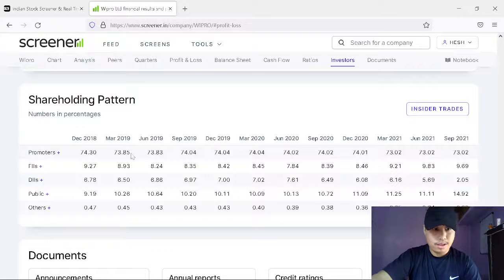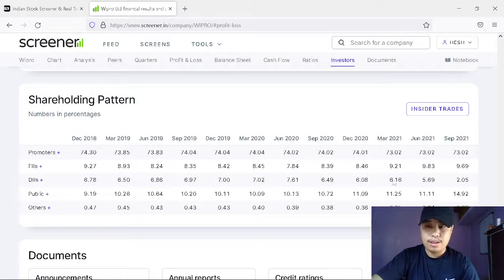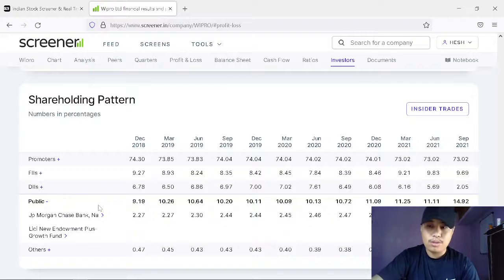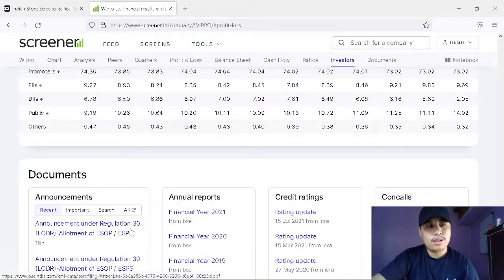So promoter holdings, as I've mentioned, they have very good promoter holdings, which means even the promoters are confident in their own company, right? And FIs have increased their position here, which is a good sign. DIs have reduced, but they're still there. And you can see the public, retailers like us, have a good position here, like around 14.92, which is a good sign.